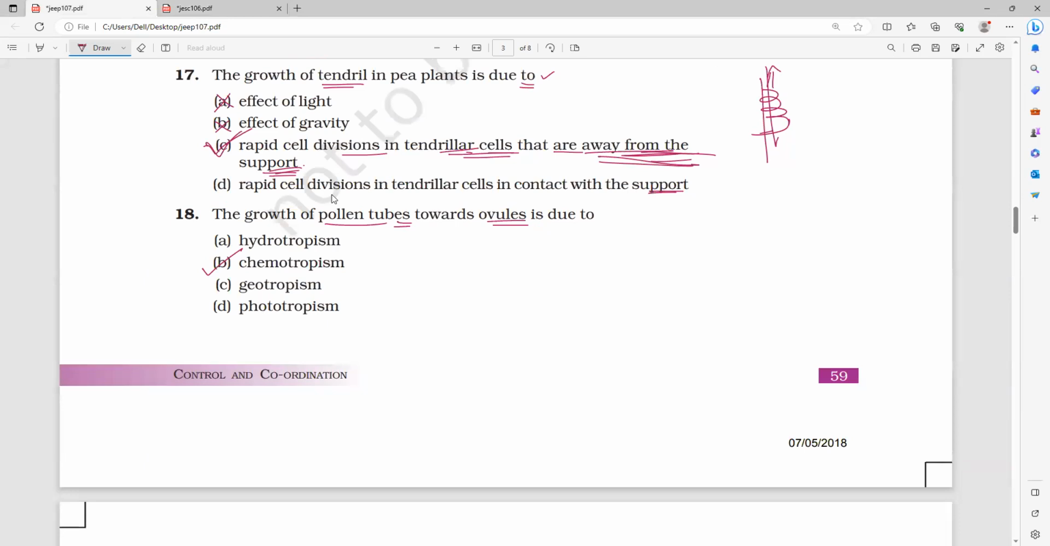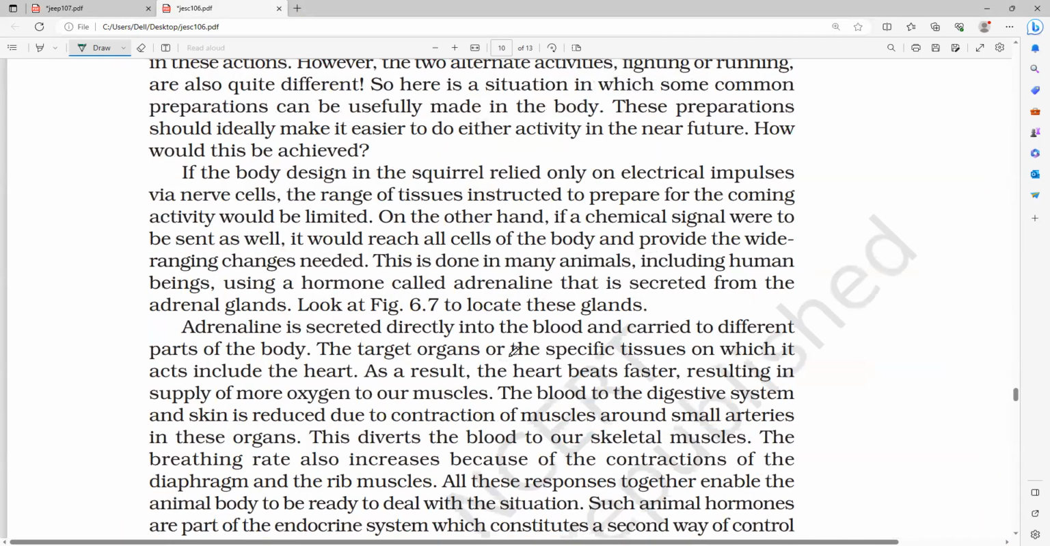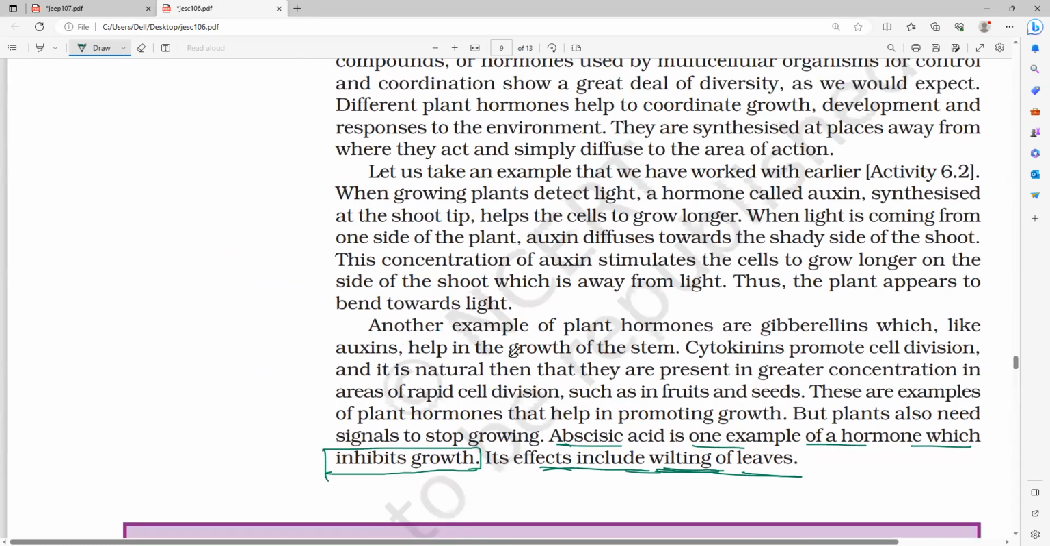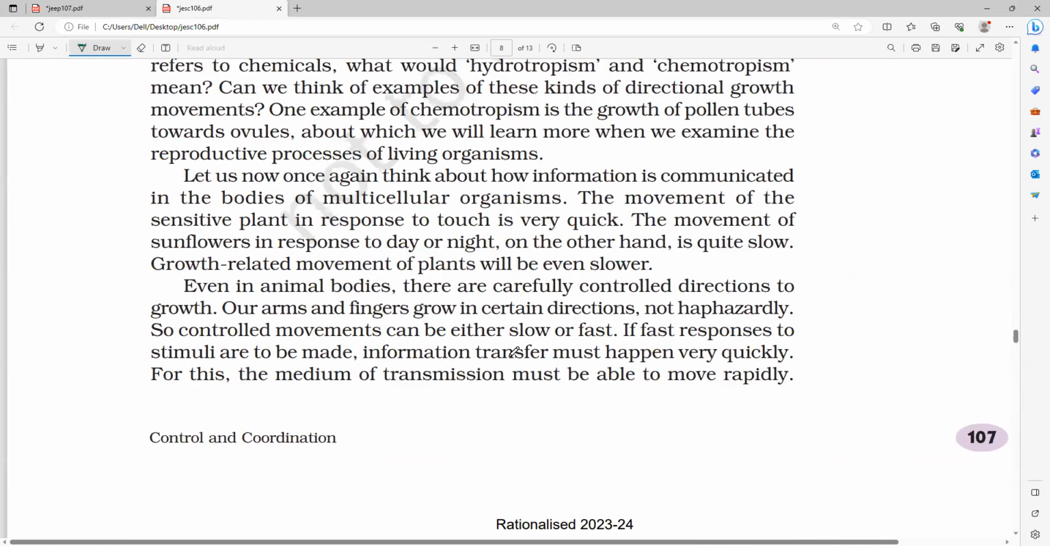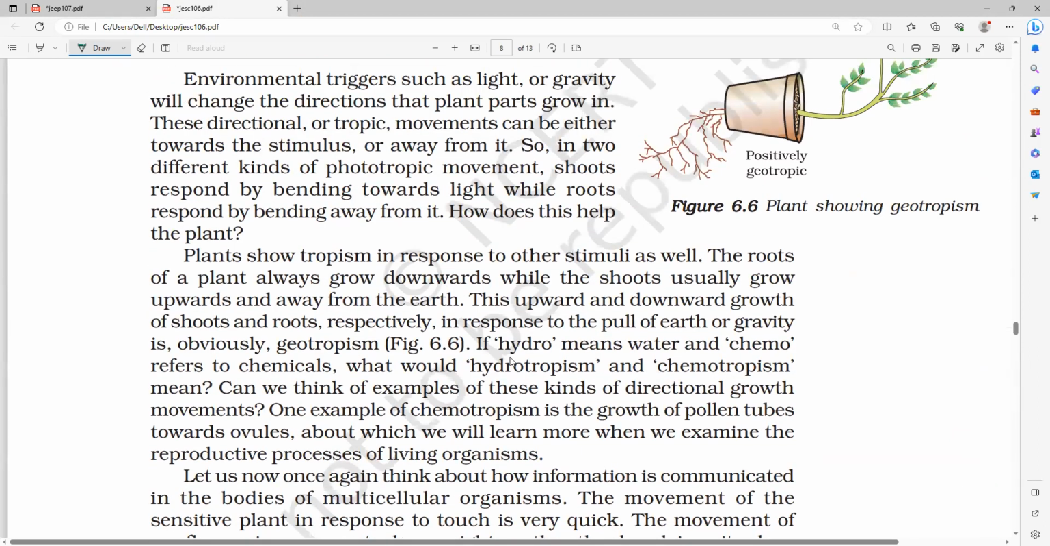Next. I think they will produce a chemical, sugary juice. Am I right, everybody? Page number 107. Chemotropism. So you can think of it as directional growth movements. Chemotropism is the growth of pollen tubes towards the ovule, about which we will learn more when we examine the reproductive process of living organisms.